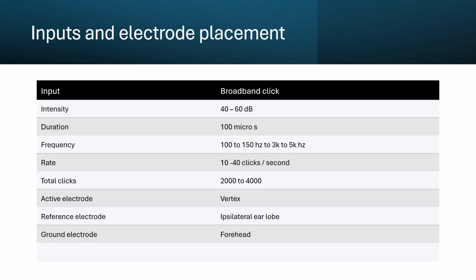BERA input and electrode placement. So the stimulus is a broadband click of 100 microseconds, 40 to 60 decibel intensity is presented, repeated 2000 to 4000 times. The active electrode is placed at the vertex, the reference electrode is placed on the ipsilateral earlobe, whichever ear is being measured, then the ground electrode is placed on the forehead. This setup ensures a high signal to noise ratio.